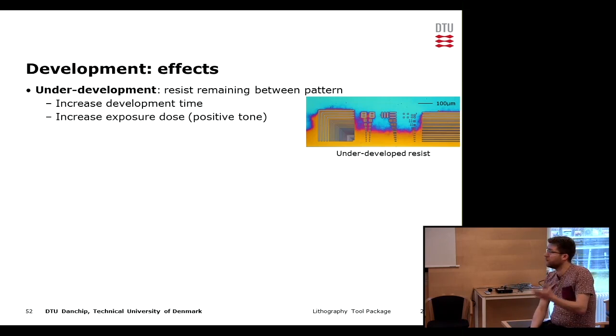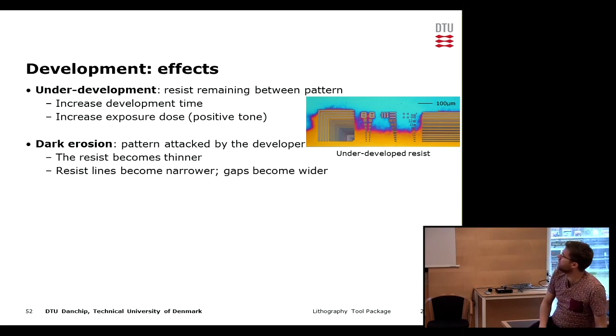So the way we can get rid of this is by increasing the development time. And in the case of a positive tone resist, we could also increase the dose. So in some cases you will see that even though you continue developing, it still doesn't go away. And that basically means that it's not something that has to do with a limited resolution rate. It's basically that the bottom part of the resist was never exposed, so the dose was too low.